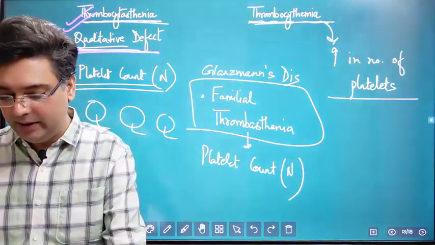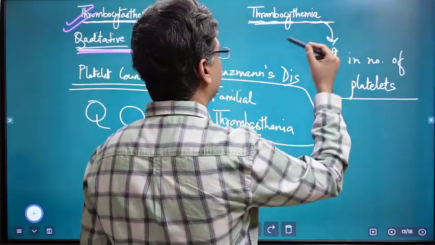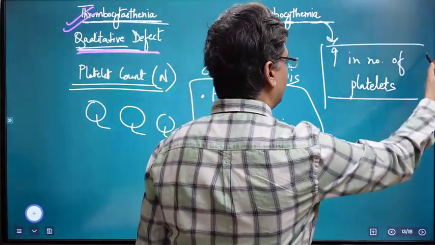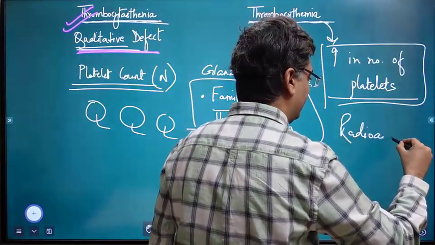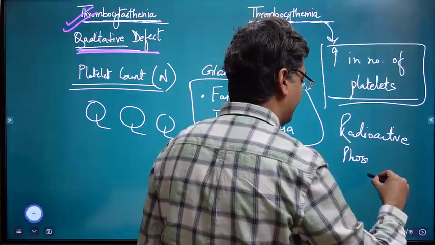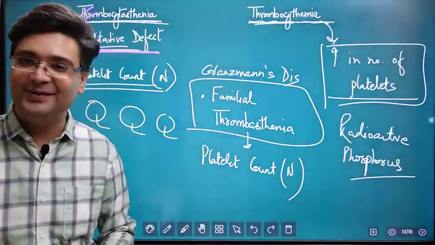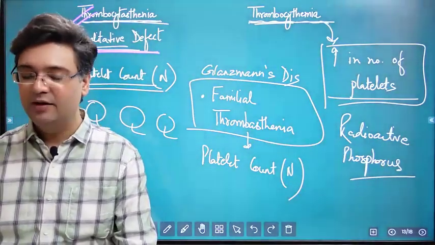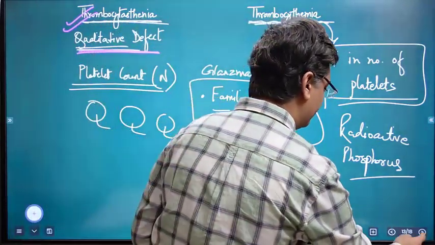What is the treatment here? The treatment here is radioactive phosphorus. For thrombocythemia, when the platelets are more, you give radioactive phosphorus, and this basically tones down the platelets and brings their quantity to normal. So we've talked about these multiple platelet disorders.